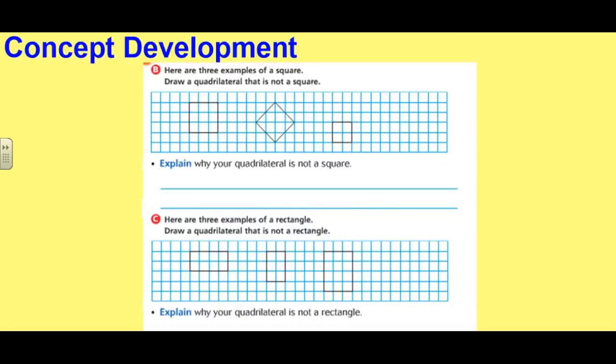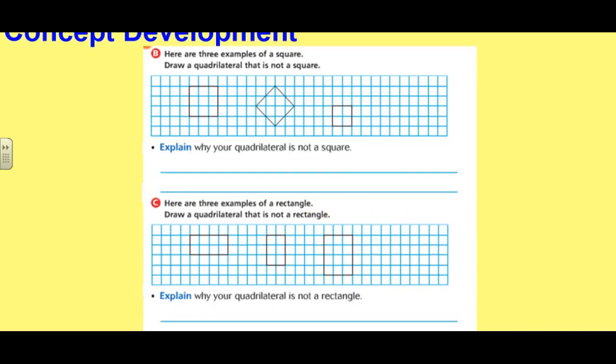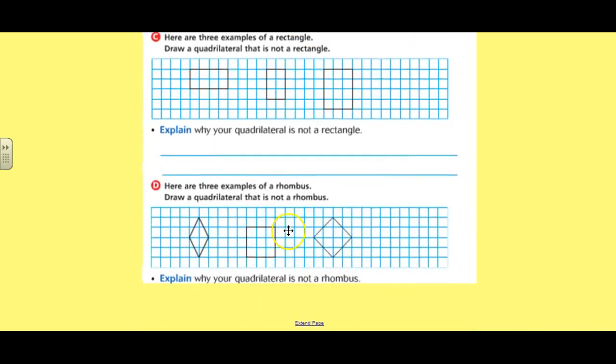You're going to do exactly the same thing here. You have to read what it says. Here are 3 examples of a square. Draw a quadrilateral that's not a square. And the next one said, here are examples of rectangles. Draw something that's not a rectangle. And then the last one says that there are 3 different examples of a rhombus.